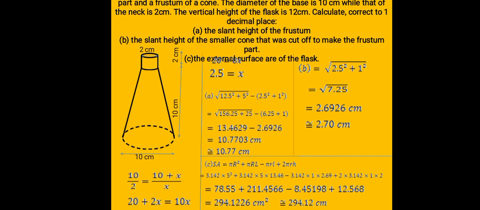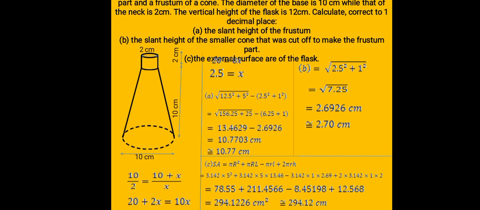Now having found x is 2.5, we can now find the slant height of the frustum. It means we have to get the slant height of the original cone less the smaller cone that was cut, so that we get the frustum. So the original slant height of the cone was 13.4, and the cone that was cut, its slant height was 2.6. So the slant height of the frustum is 10.77 centimeters.